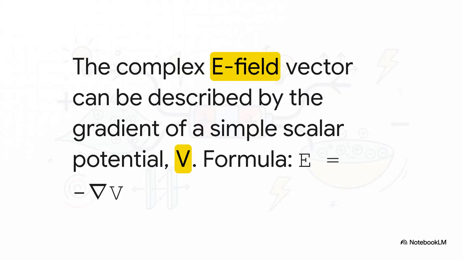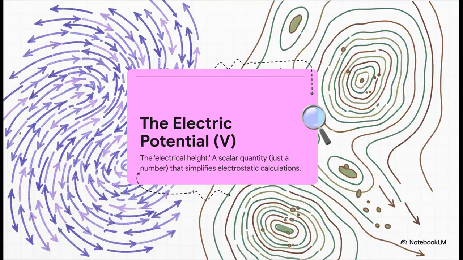But here is the beautiful, elegant shortcut. This is the hero of our story right here. It turns out that whole complicated E-field vector can be completely described by a much simpler thing we call V. This equation shows the relationship. That little triangle is called a gradient, which is just a fancy math way of saying what's the direction and steepness of the fastest way downhill. This equation is our bridge from messy and complex to simple and elegant. And that V, that's our electric potential.